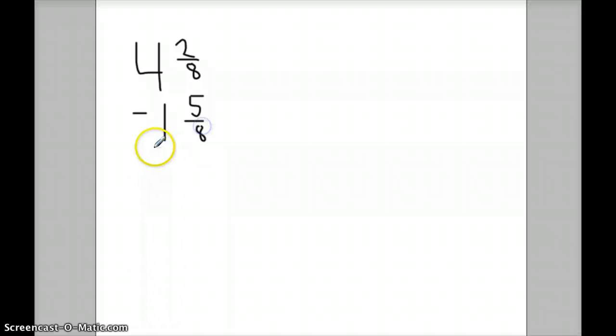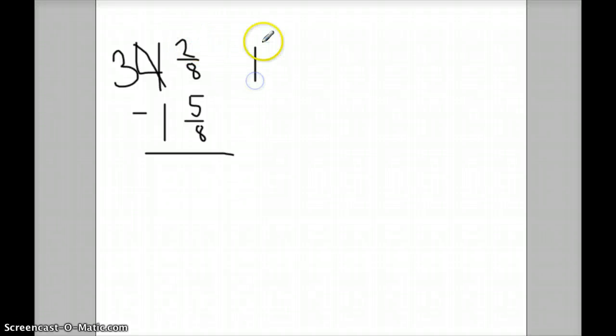Remember, we've talked about looking at this as two different problems, our whole numbers and then our fractions. So if we look at our fractions, 2/8 minus 5/8 we cannot do because 2/8 is less than 5/8, just like normal subtraction. So we have to borrow from our 4 and regroup that whole number that we're going to take away. We have to regroup it with our fraction. So I'm going to bring it over here to be 1 and 2/8 minus 5/8.